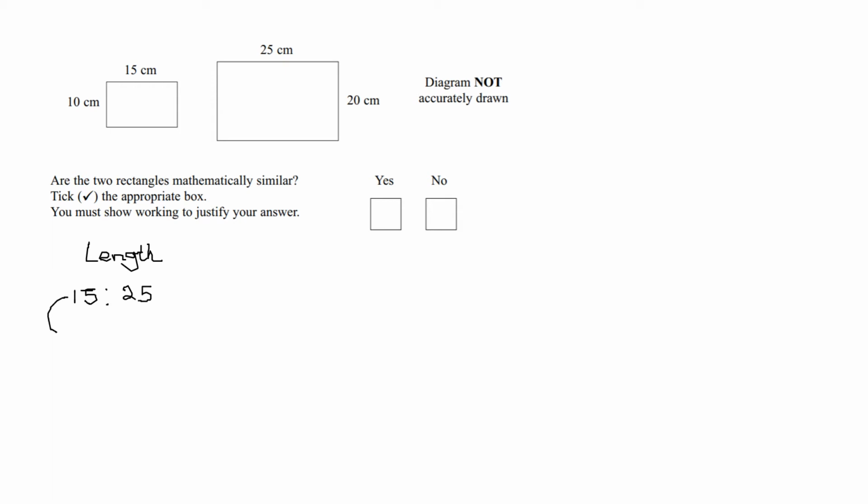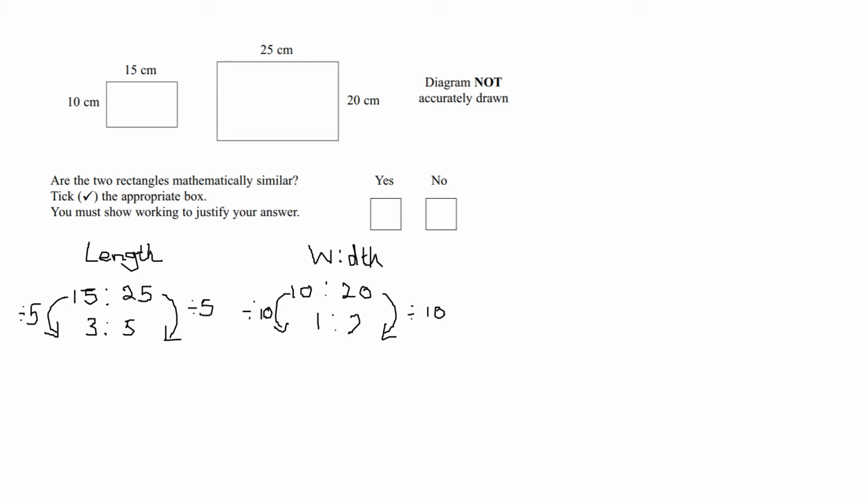And I'm going to simplify that. Highest common factor of 15 and 25 is 5. Divide both sides by 5 and we'll get the ratio of 3 to 5 for the lengths. Now let's have a look at the widths. So my first rectangle has a width of 10 centimetres and my second has a width of 20 centimetres. Highest common factor of 10 and 20 is 10. So I'll divide both sides by 10, and that will give me a ratio of 1 to 2.